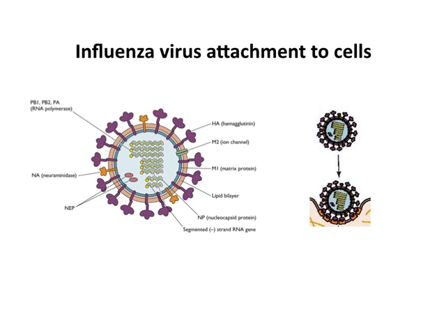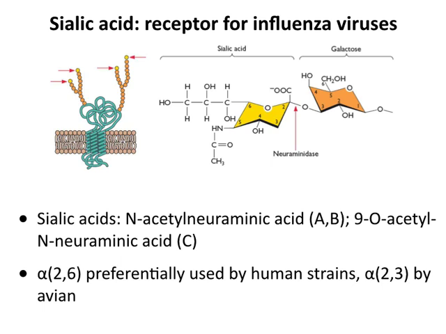And every cell in us has sialic acid, so potentially this virus could bind to a lot of cells, but as we'll see later, the only ones it replicates in are the cells of our respiratory tract. So the receptor for influenza virus, as I said, is a carbohydrate called sialic acid, and that's shown here. Sialic acid is a carbohydrate that is present at the end of carbohydrate chains which are on glycoproteins.